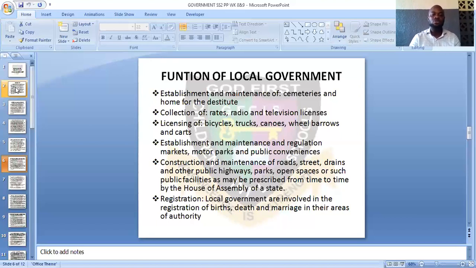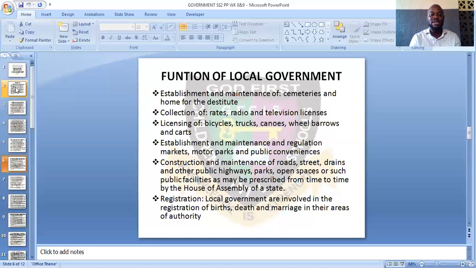Number five, construction and maintenance of roads, streets, drains, and other public highways, parks, open spaces, such as public facilities, as may be prescribed from time to time by the House of Assembly of a state. So there are certain streets that we will know as the local government street. There are some roads that belong to the local government. So patching of roads, constructing those roads that belong to the local government is being done and maintained, or should I say constructed and maintained by the local government.